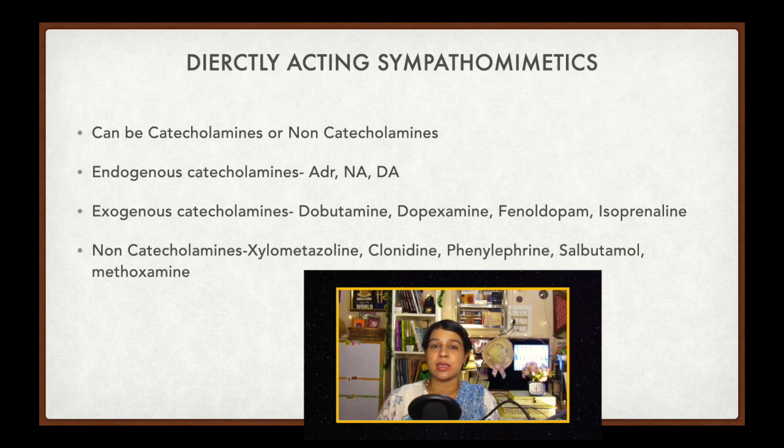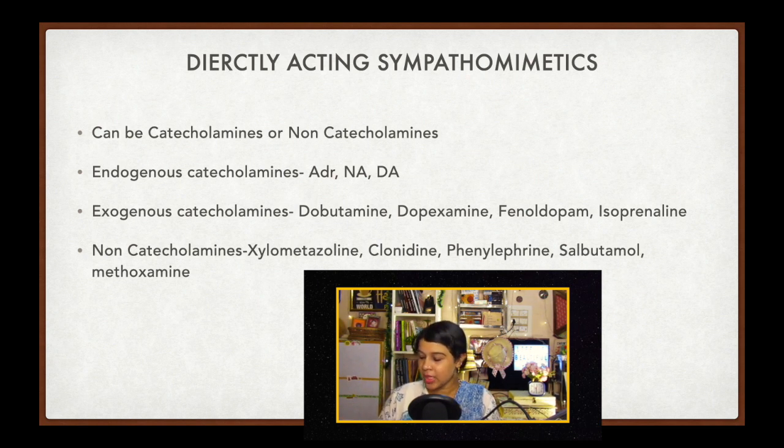Coming over to the synthetic or the exogenous catecholamines, they are dobutamine, dopexamine, fenoldopam, and isoprenaline. So these are the exogenous or the synthetic catecholamines. And what about non-catecholamines? Non-catecholamines do not contain in their structure the dihydroxybenzene nucleus. What is the characteristic feature of a catecholamine? The presence of the dihydroxybenzene nucleus, and that is absent in non-catecholamines.